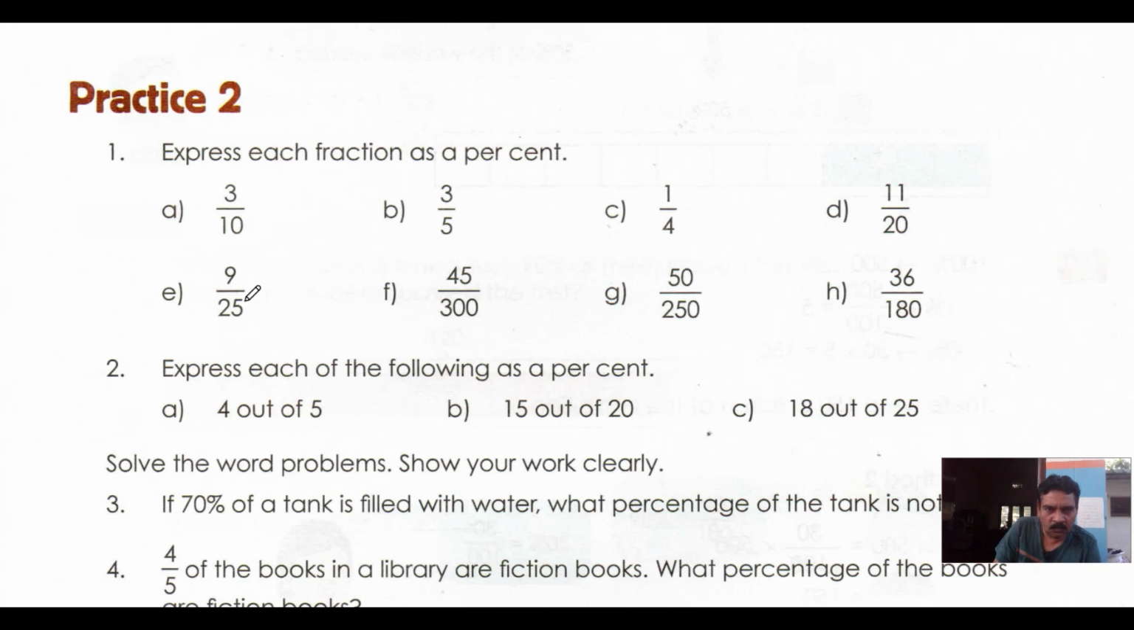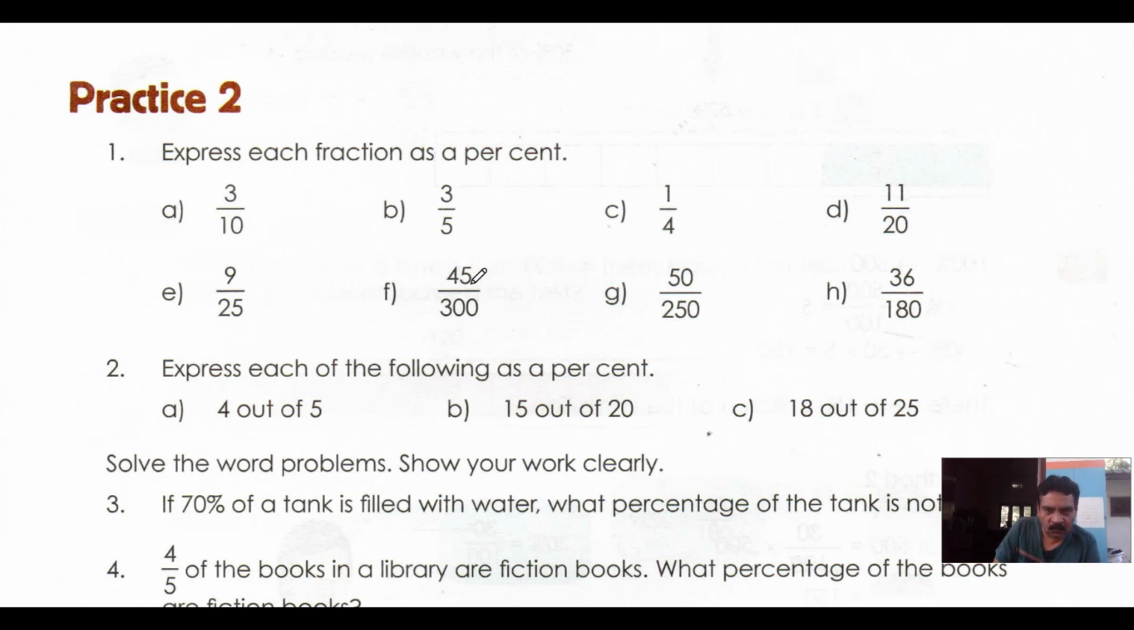Now let's go to E. Question E. 9 by 25 into 100. That is 9 into 100 by 25. 25 ones, 25 fours. That is 9 into 4 is equal to 36. So this is 36%.